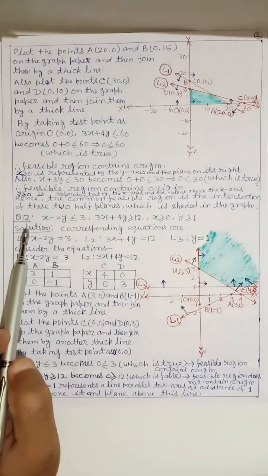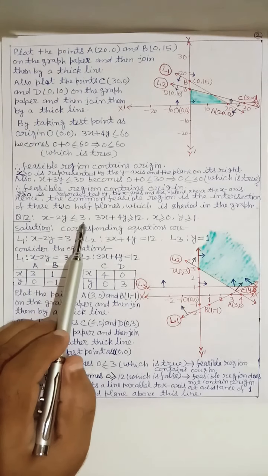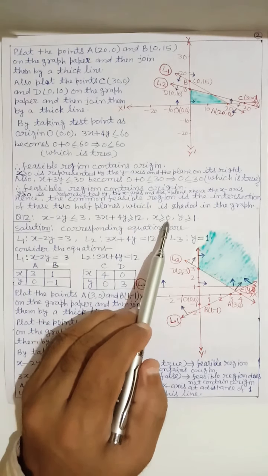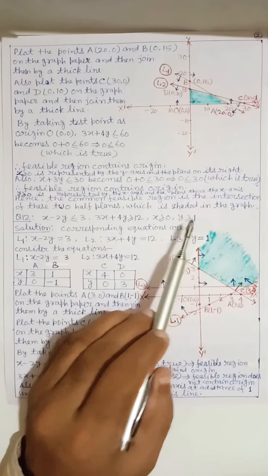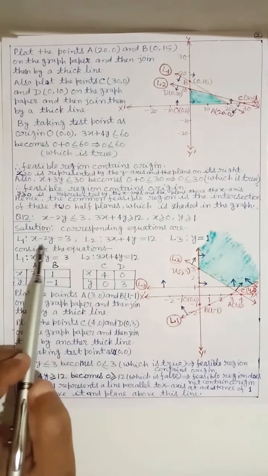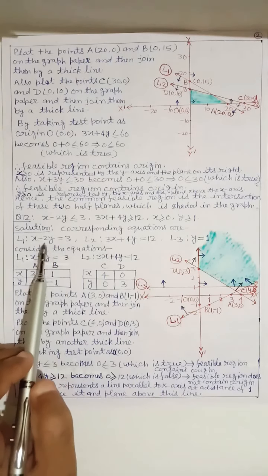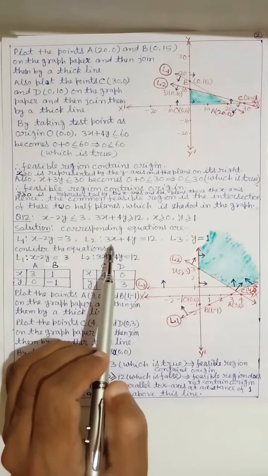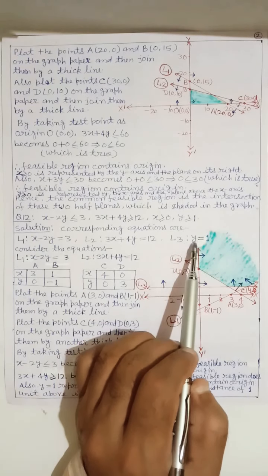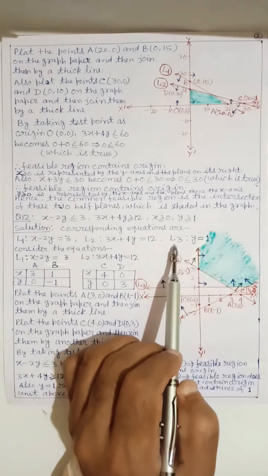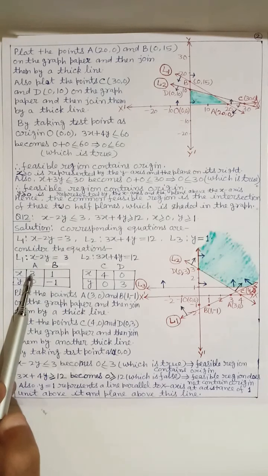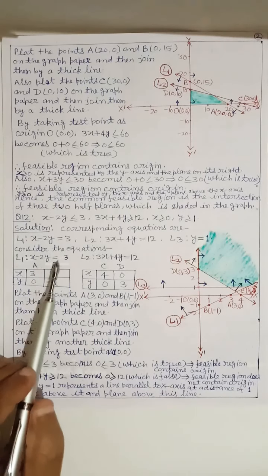Question number 12. x minus 2y less than or equal to 3, 3x plus 4y greater than or equal to 12, x greater than or equal to 0, y greater than or equal to 1. First we find the corresponding equations. x minus 2y equal to 3 represents line L1. 3x plus 4y equal to 12 represents line L2, and y equal to 1 represents line L3. Here first we find the table of values for the line x minus 2y equal to 3.